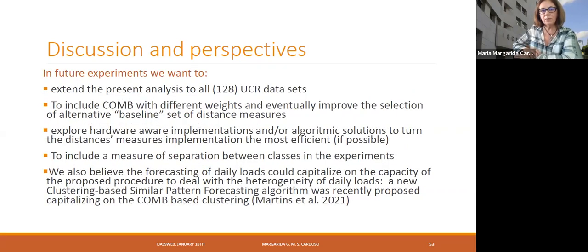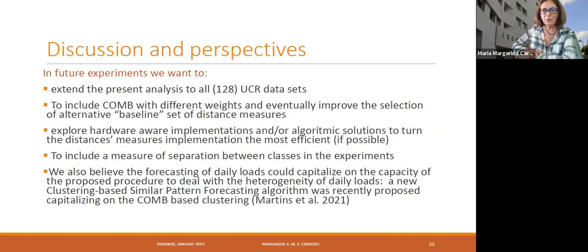In future experiments, we want to extend the competitive analysis of COMB to all UCR datasets. That's a challenge because we have datasets that can take 3 days to run, and these are the ones for which we were already able to achieve results. And including COMB with different weights is, of course, something we are dealing with now, just because we found, for instance, that the worst COMB example in the herring dataset turned out to be the best one after this tuning of the weights, and also in our last application. So maybe in the future we can present some results concerning this tuning of weights in COMB.